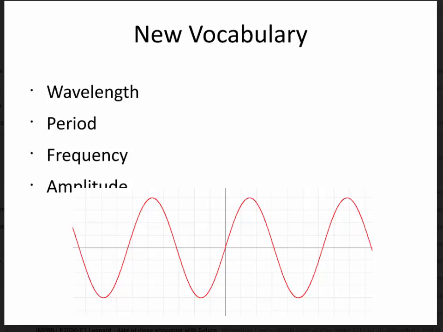Here's some new vocabulary for you, and I'm going to show you a transverse wave, and we're going to identify these. Sorry, the word amplitude got cut off a little by the diagram. But we have wavelength, period, frequency, and amplitude. The wavelength is simply the length of the wave. It's the distance between two consecutive parts of the wave.